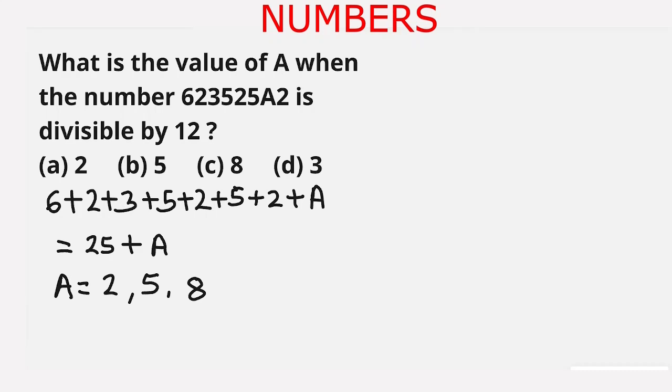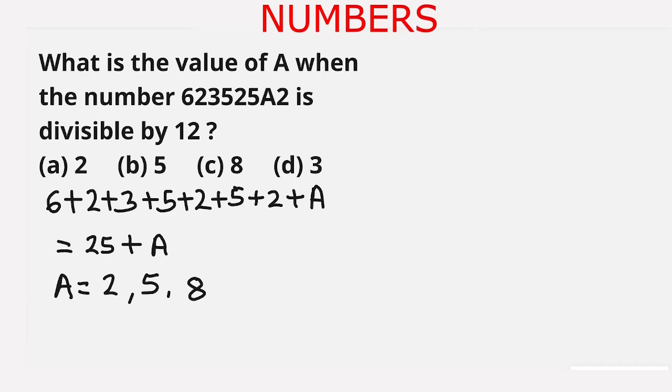two digits are A2. So if we put a equal to 2, then the number becomes 22, and 22 is not divisible by 4. If we put the value of a as 5, then the last two digits become 52, and 52 is divisible by 4. So 5 can be one of the values. Now we check it for 8. If we put a equal to 8, then this becomes 82, and 82 is not divisible by 4.